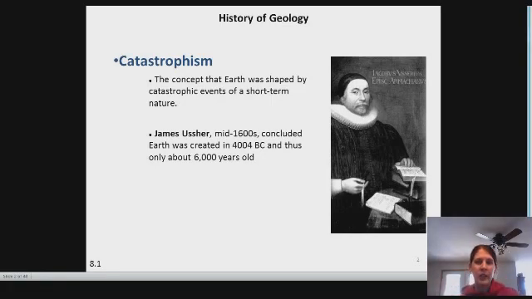This was an early geologic concept, and this was the concept that Earth was formed and shaped by catastrophic events of short-term nature. This was coined and really championed by James Ussher in the mid-1600s, who concluded that Earth was created in 4004 BC and is therefore only 6,000 years old. So he was really the champion of the young Earth theory.